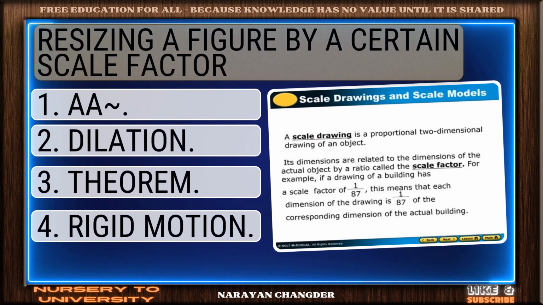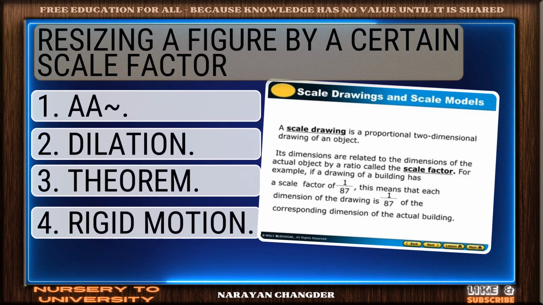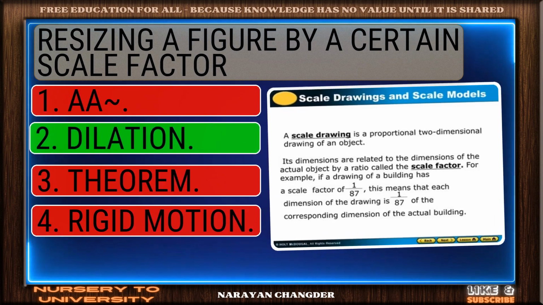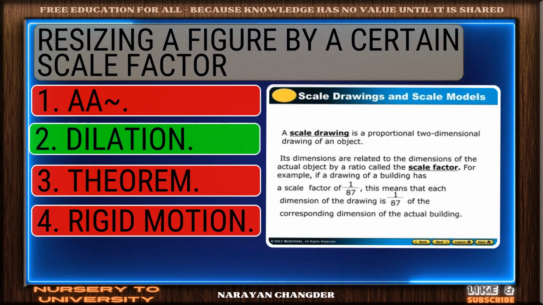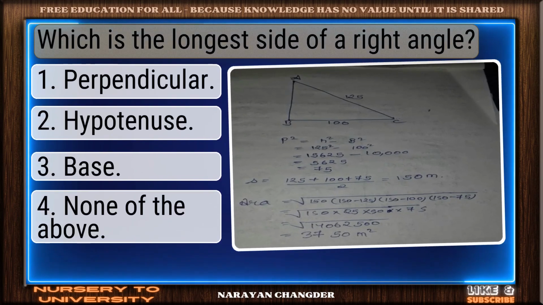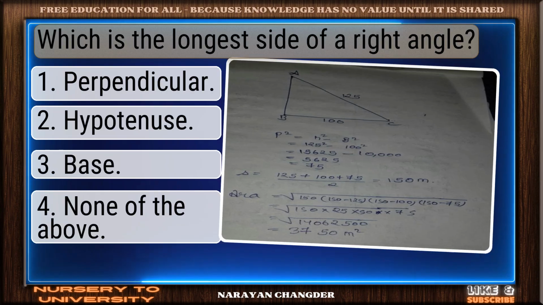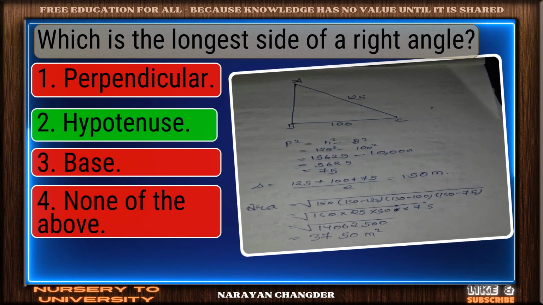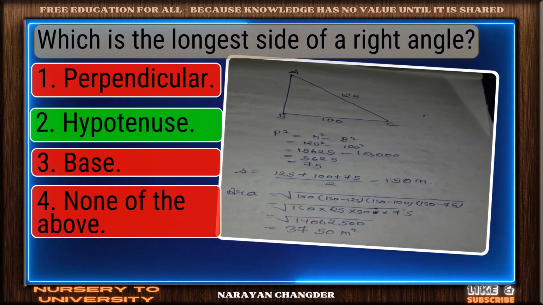Question number 180. Resizing a figure by a certain scale factor. Clear logic. Your choice dilation is sound and 100% true. Question number 181. Which is the longest side of a right triangle? Good job. Your answer hypotenuse works well here.